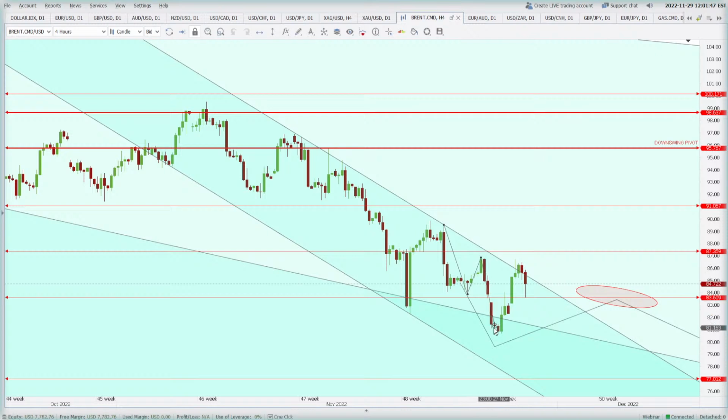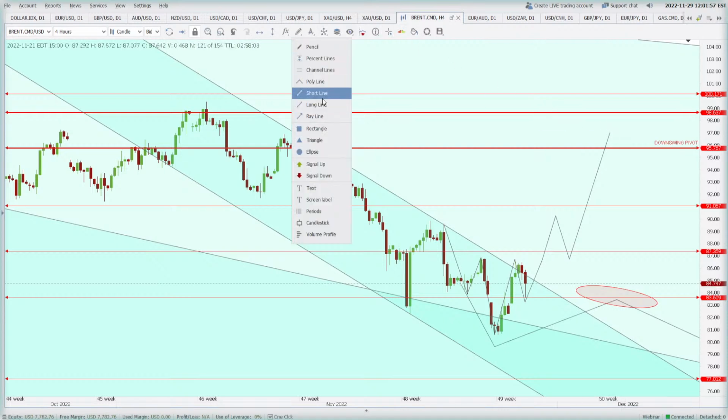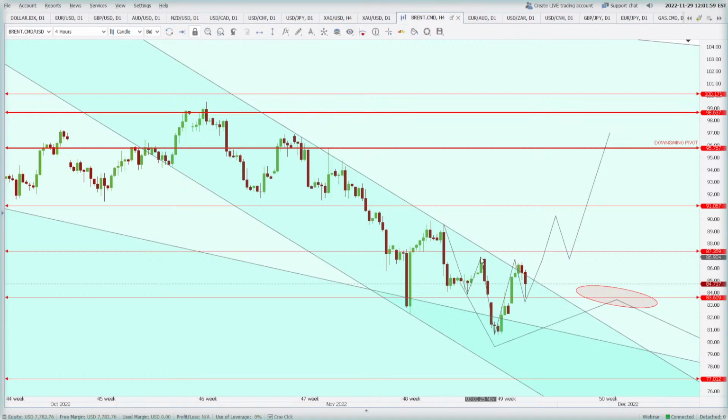So this is the shoulder, this is the head. There is a formation of another shoulder. Maybe if it breaks, then you can look for a buying opportunity like this. I just hope something like this may be formed.